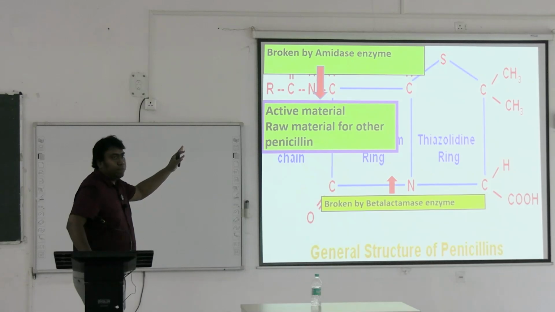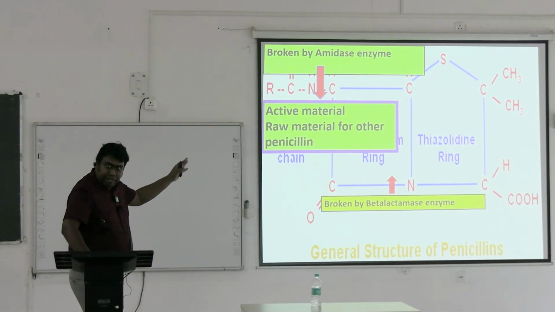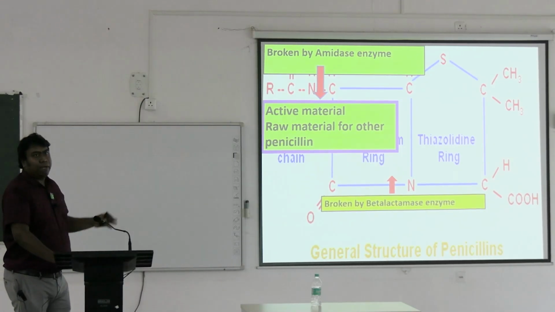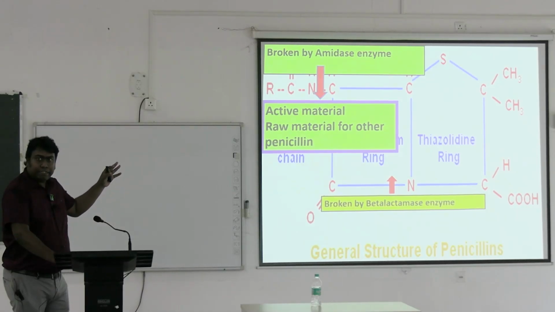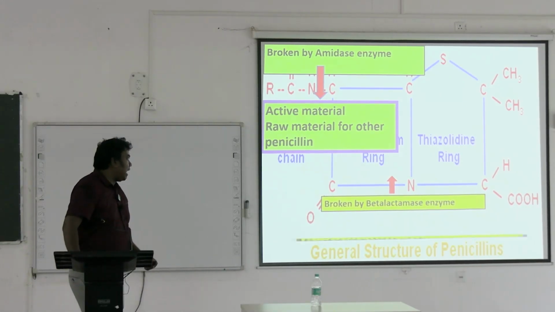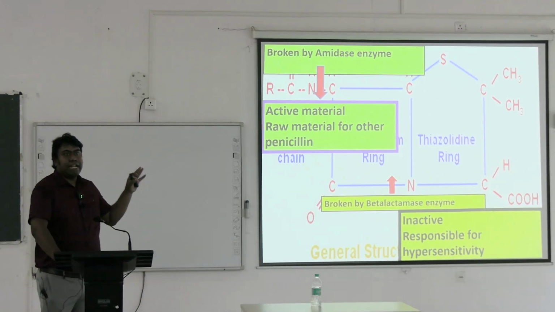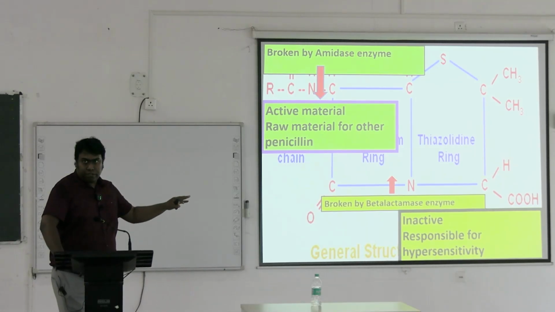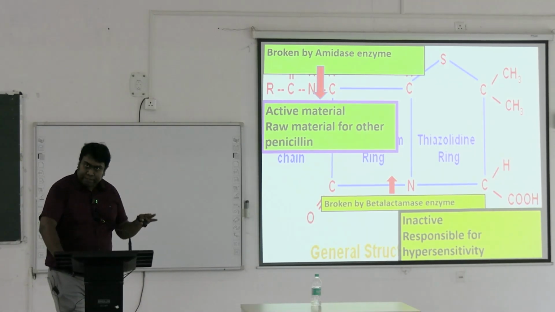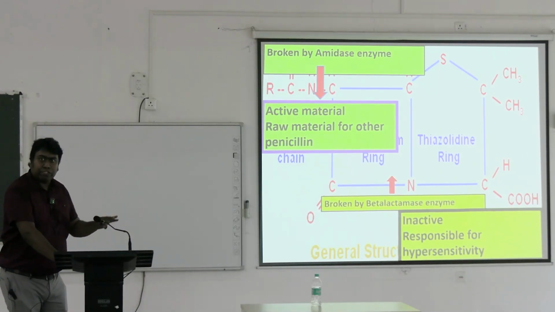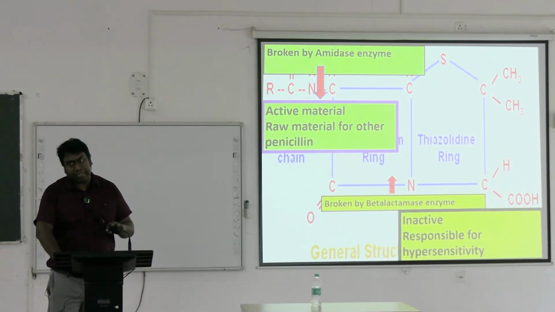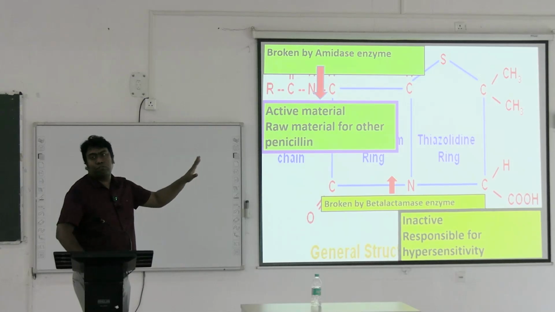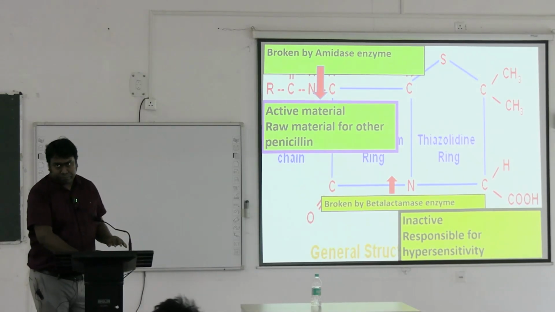If the amidase breaks that carbon nitrogen side chain bond, the active material of penicillin and other beta lactams is developed, whereas by breakdown of the beta lactam ring, the antibiotic effect is lost. So, there are two rings. One is the beta lactam ring, which is common for all four groups of beta lactam, and there are side chains, and another ring, that is the thiazolidine ring, which is specific for penicillin.